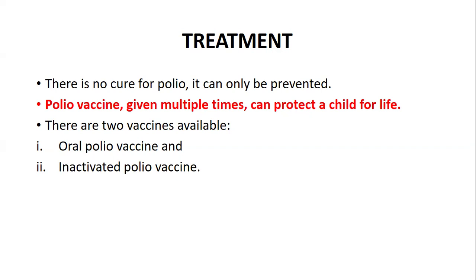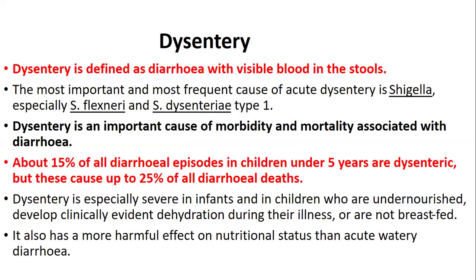In treatment, there is actually no treatment for polio and it can only be prevented. Polio vaccine is given multiple times and can protect the child for life. We hear that it usually happens in, or is prone to, children below the age of 5. So if vaccinated well, it can protect the child for life. The two types of vaccines that exist are the oral polio vaccine and the inactivated polio vaccine. So it is through vaccination that it can be prevented, and treatment is actually not there.